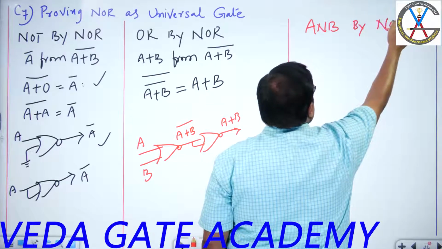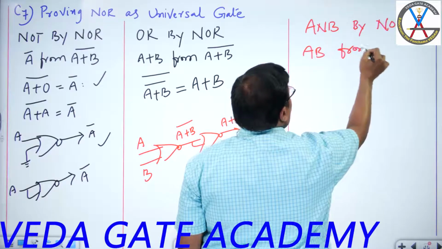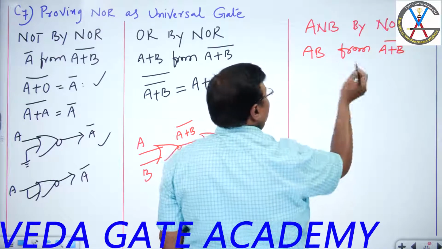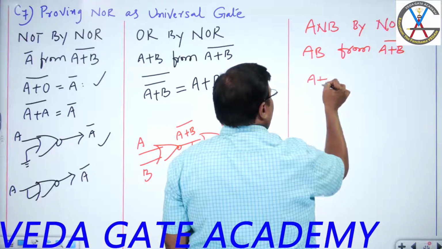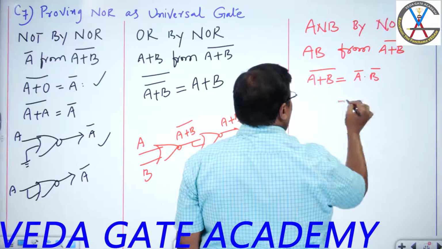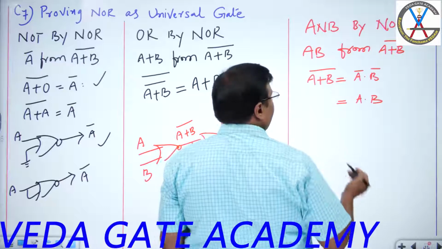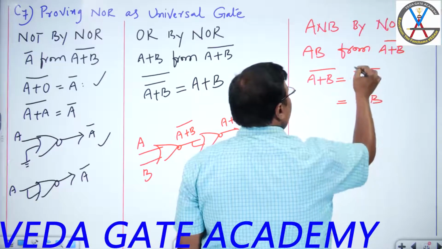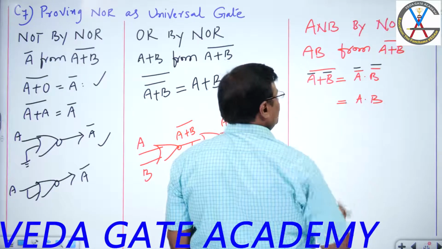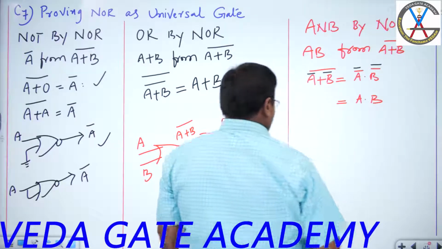AND by NOR. AND is what? AB. From NOR is A plus B bar. You speak about A plus B bar expansion, A bar into B bar. But I want AB from this. Can I say inverters, LHS and RHS both the sides? Yes, it is A into B. So A bar plus B bar whole bar is A bar bar into B bar bar is equal to AB. Draw the diagram.